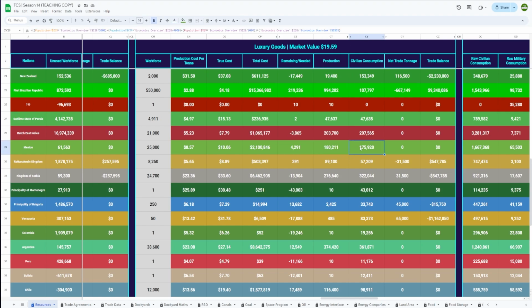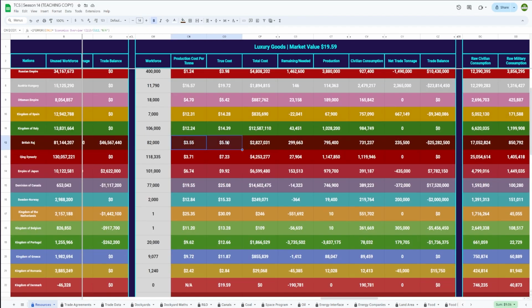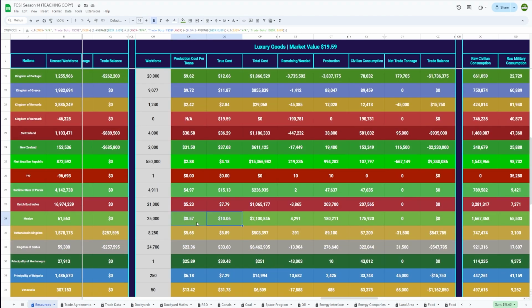This is how much you're producing, this is how many you consume, this is how much you are trading, 0, and this is how much money you're making from the trade, this is how much it costs you, this is how much it costs you to produce when you factor in the manufactured goods needed, and this is how much it costs to produce when you don't factor that in. So you can determine whether or not it's worth it to import from someone who gets it cheaper. For example, India gets it for like half the price that Mexico does.